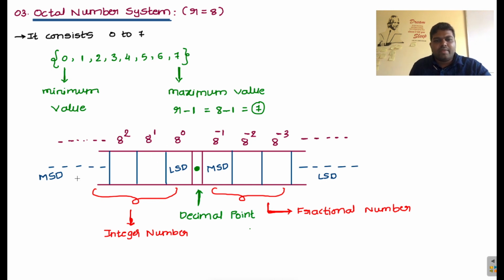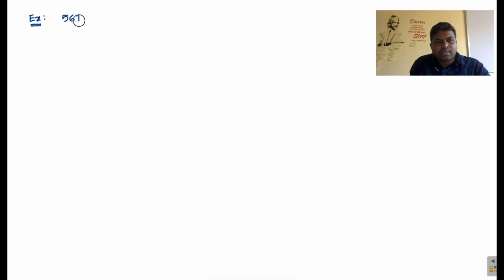So I will take one example, 567 base 8. The given number is an octal number. Why? Because the base is 8, so it is an octal number. Now you can find the decimal equivalent for this given octal number. Since this has only an integer portion, I will take a fractional portion also, 567.10 in base 8. Now you can find the exact decimal equivalent.